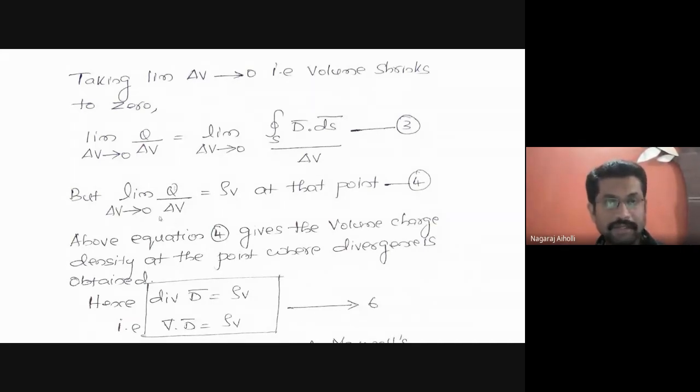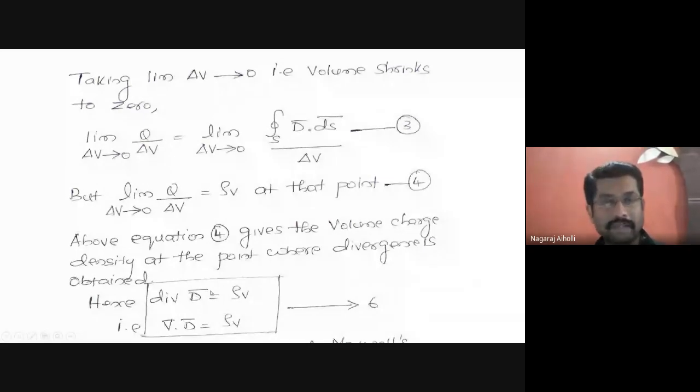The limit of Q divided by delta V as delta V tends to 0 will give us the volume charge density at that particular point. That is our volume charge density. The above equation 4 gives the volume charge density at the point where we are finding the divergence.